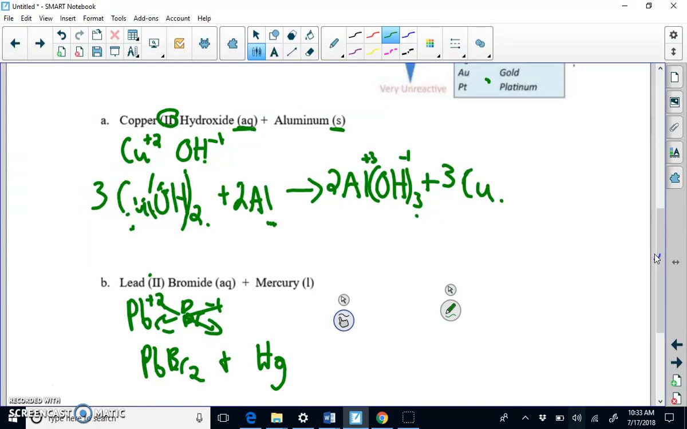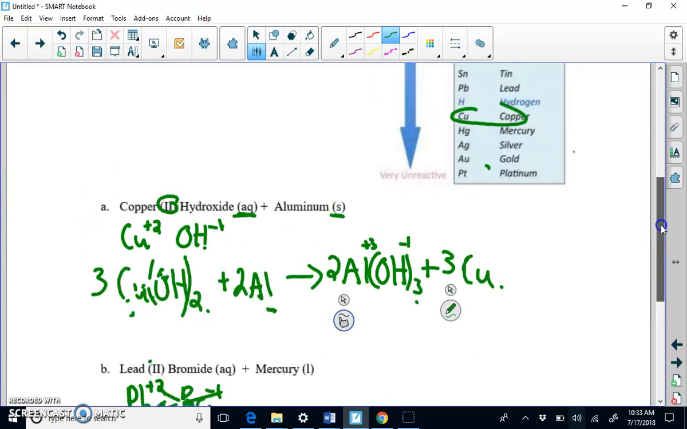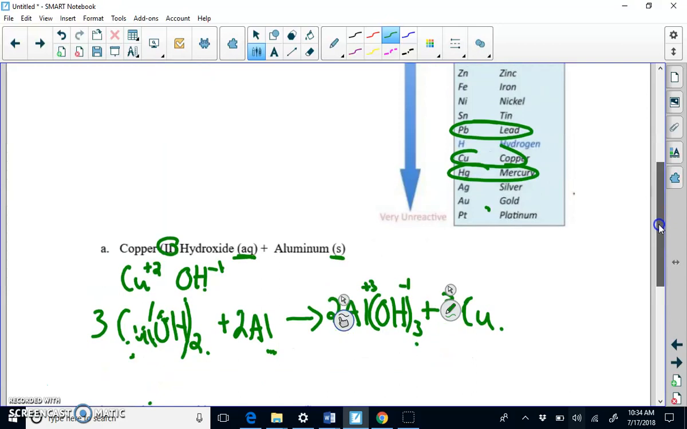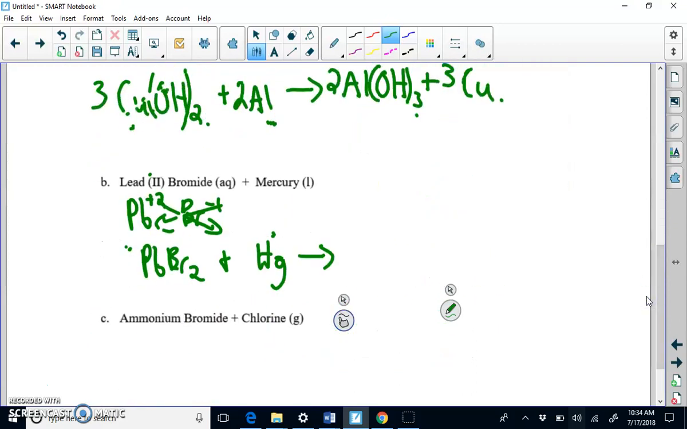Okay, now we're going to see if this occurs. Remember, Hg is a metal. It's going to kick out the other metal, lead. So let's see if this can happen. Can mercury kick out lead? Well, here's mercury, and here's lead. Since mercury is lower on the table than lead, that means it's less reactive, and this reaction doesn't occur. So we write NR.